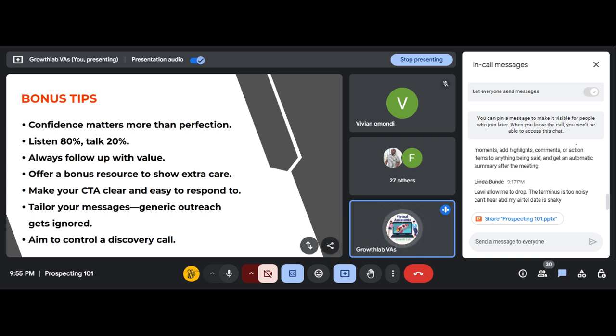Then, when having a call with the client, a discovery call that is, aim to control it. For example, if you're getting on a call with a potential client, after your greetings, you should ask the first question. You should ask them, what do you expect to get out of this call? That way you're letting them give you the secret on what you're supposed to talk about.